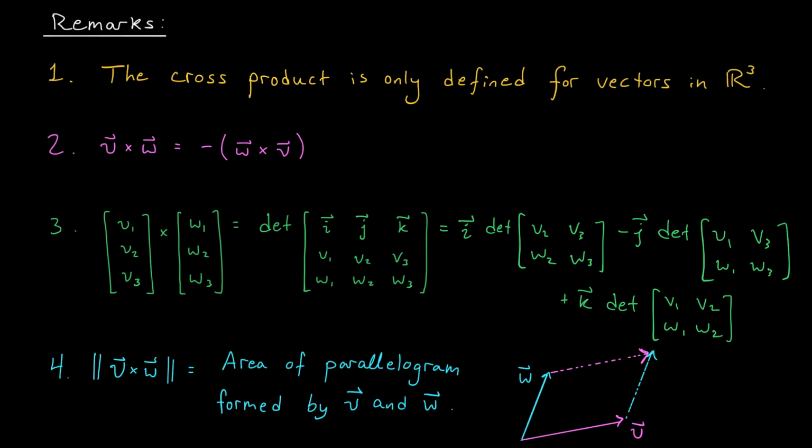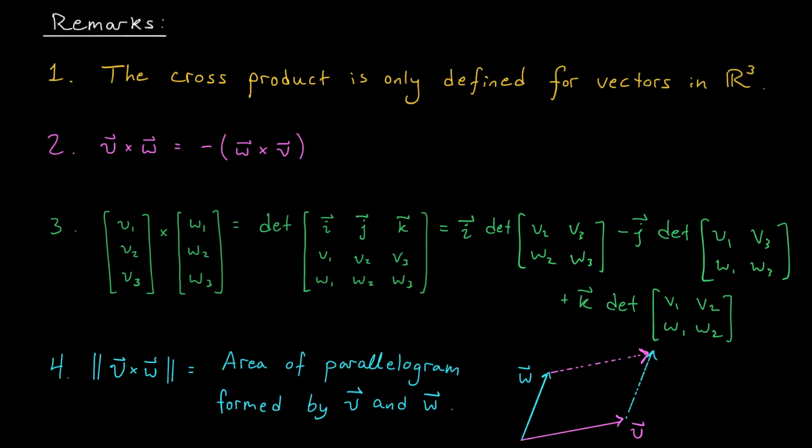Now you may remember back in linear algebra that if you switch the order of 2 rows of a matrix, the determinant is going to switch sign. Well, that might help to explain property number 2. If you switch the vectors v and w to w and then v, the cross product is going to switch signs. Our last property about cross products is an interesting one.